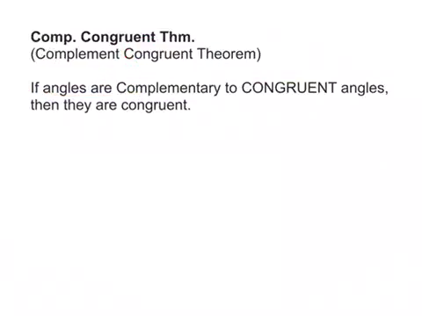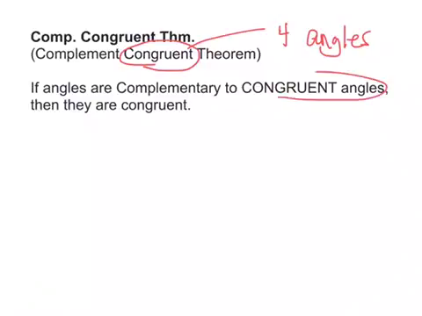All right, our third theorem is the complement congruent theorem. Instead of having the word same, the change is that these have the word congruent. When this happens, just a side note, these examples will be using 4 angles. And the theorem states if angles are complementary to congruent angles, then they are congruent. By the way, for these congruent angles, you'll have to be given that information. You'll have to be given a set of congruent angles to use this theorem.